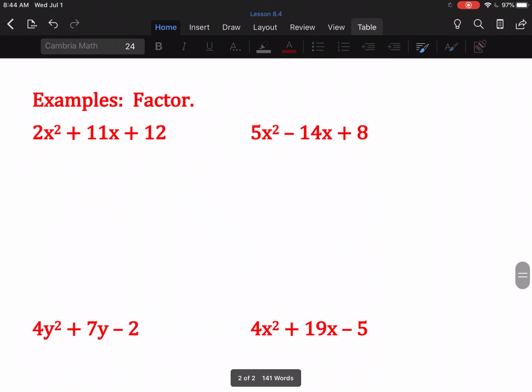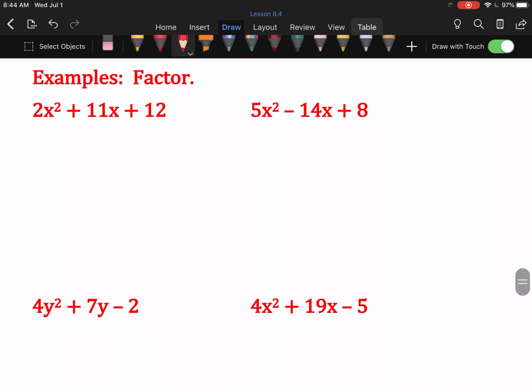So, process. A is 2, B is 11, C is 12, and that means AC is 24, 2 times 12. So two numbers that multiply to make 24 and add to make 11 are 8 and 3. 8 times 3 is 24, 8 plus 3 is 11. So we're going to take that middle 11x and break it up into 8x and 3x.